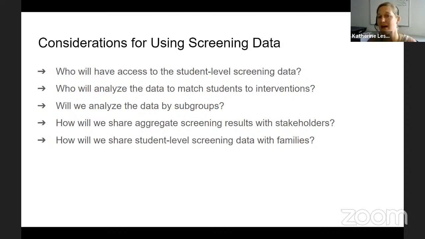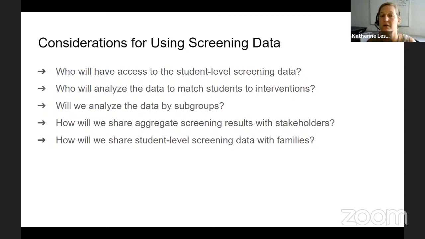Most importantly is who will have access to the student level screening data. You do want to make sure you're being FERPA compliant. And while, again, as Molly so beautifully explained, this has nothing to do with psychological testing and is really observable behavior, so it doesn't fall into anything clinical, you do want to be considerate and think about who has access to this data. Who will analyze the data to match students to interventions? Again, that speaks back to having those advanced tier teams in place prior to beginning the screening process.